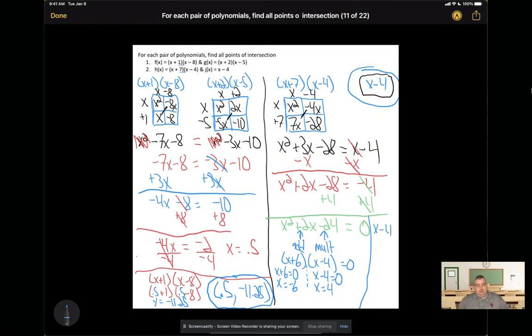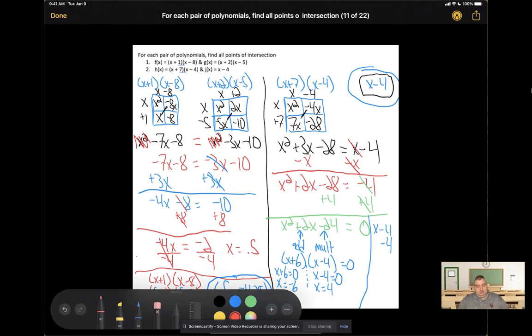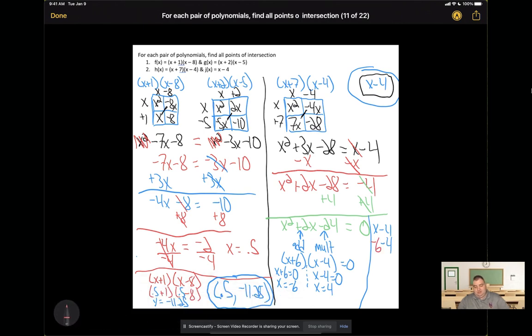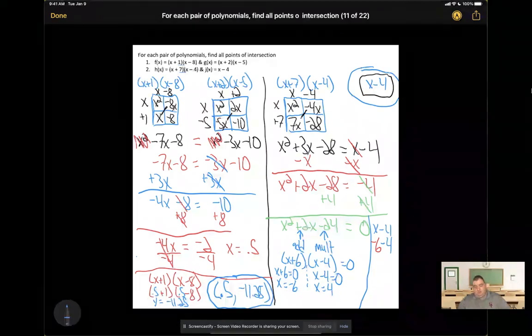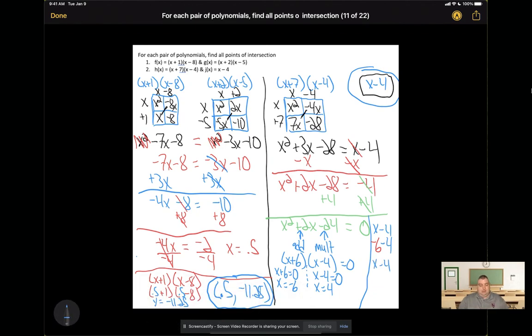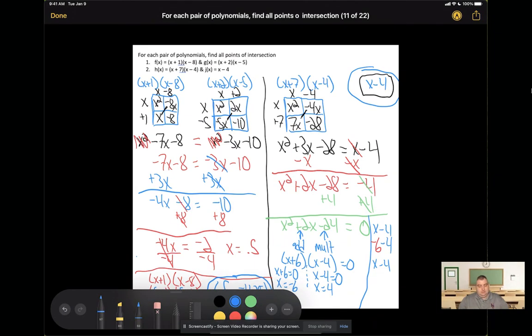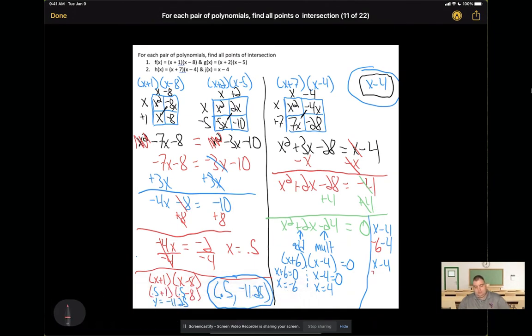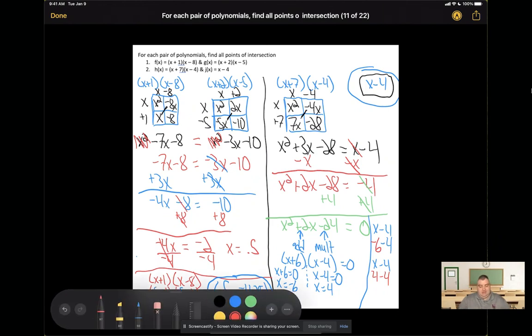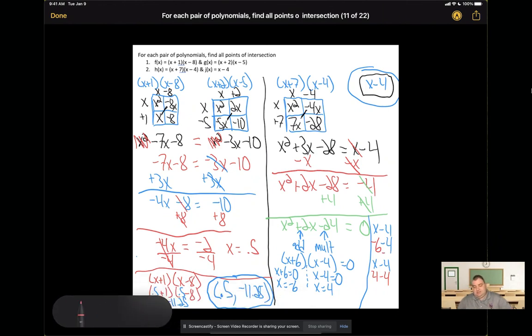And I'm going to plug in, first I'm going to plug in negative 6. And then I'm going to plug in positive 4. Okay? And if I do that, negative 6 minus 4, that's going to give me a negative 10. And 4 minus 4 is going to give me 0.